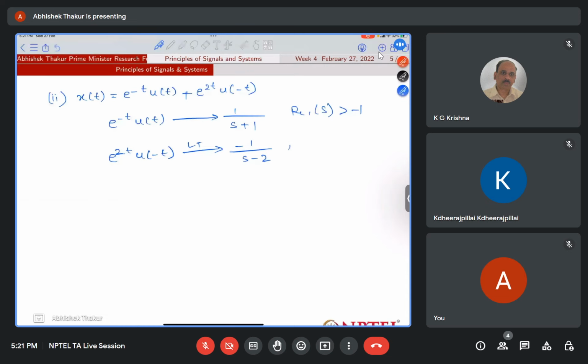So this signal is like this. When you draw it on the graph, for t greater than 0, it will be 0. For t equal to 0, it will be 1. And after that, as t goes to minus infinity, it will decrease to 0. So this is the curve of e to the power 2t u of minus t. You can find this Laplace transform with the basic formula also: the integration of e to the power 2t from minus infinity to 0, times e to the power minus st dt. This integration you can do, and you will get this same value.